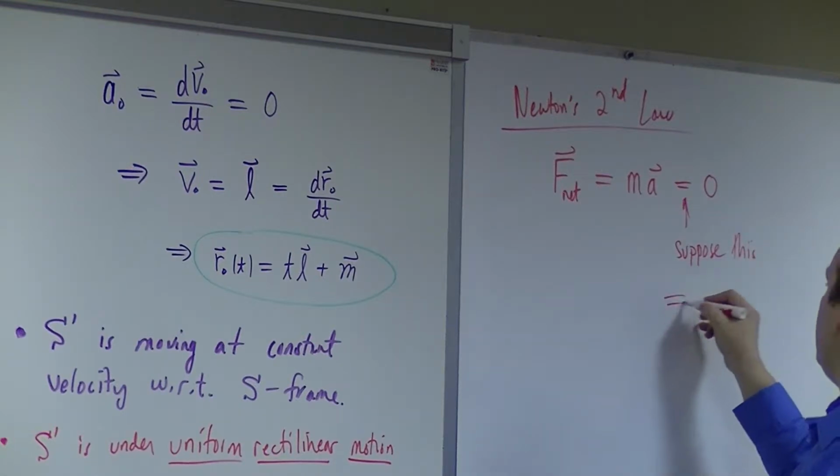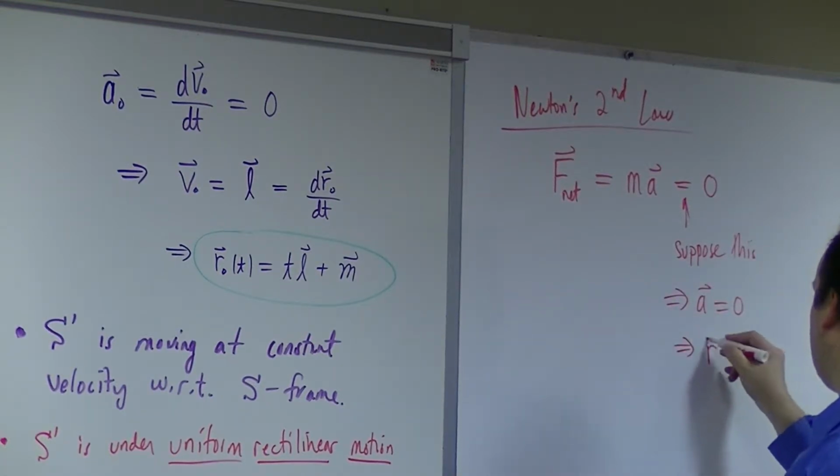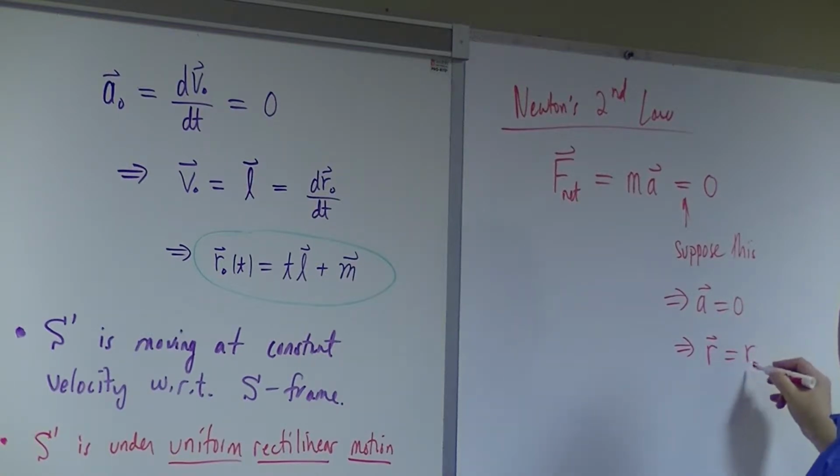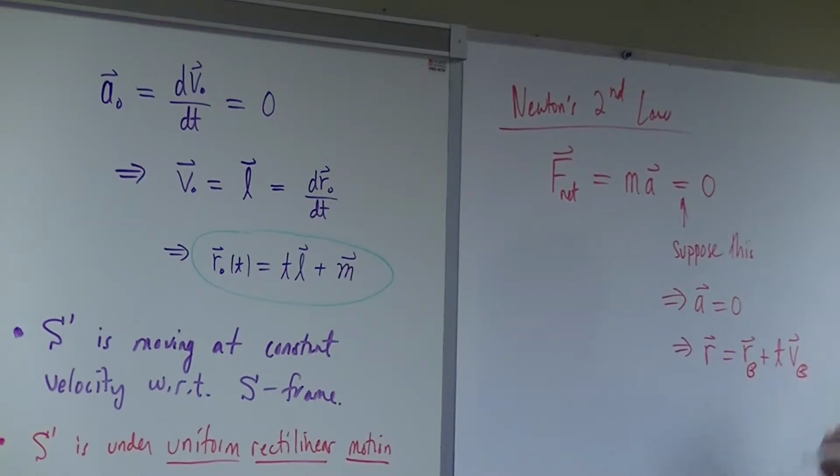That implies that the acceleration is equal to 0, which, by the way, implies that the position is equal to some initial position plus time times some initial velocity. Sorry, I'm using R naught and V naught in a different sense. Let me give them a different name. R Pac-Man, V Pac-Man there, fixed it.